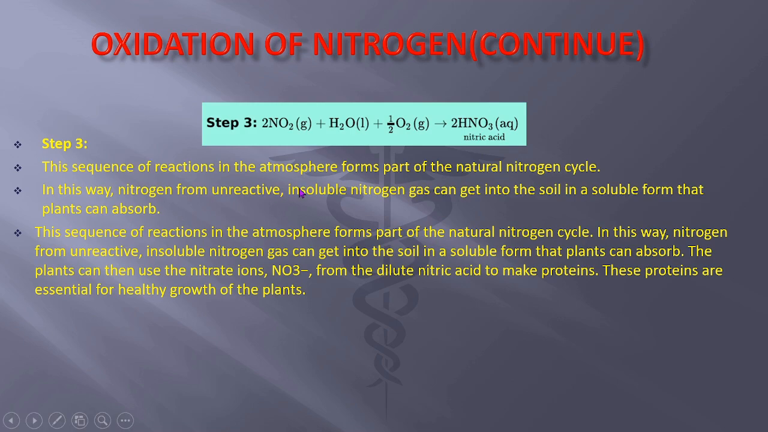Step 3. The sequence of reactions in the atmosphere forms part of the natural nitrogen cycle. So in this way, nitrogen from unreactive insoluble nitrogen gas can get into the soil in the soluble form that plants can absorb. This sequence of reactions in the atmosphere forms part of a natural nitrogen cycle.